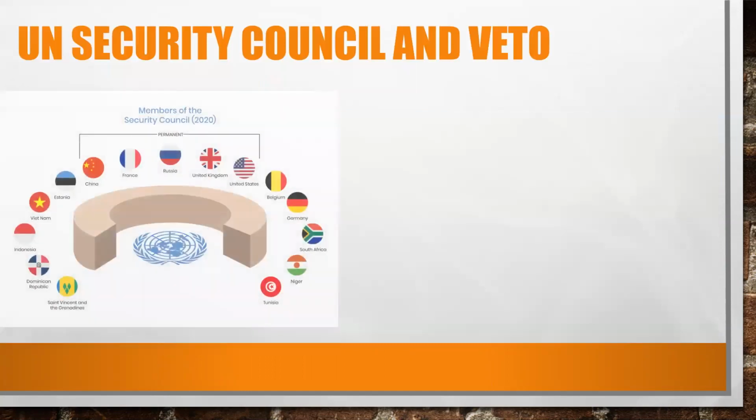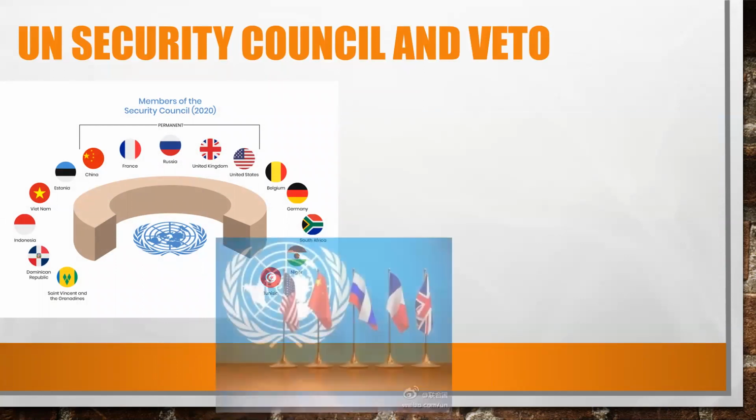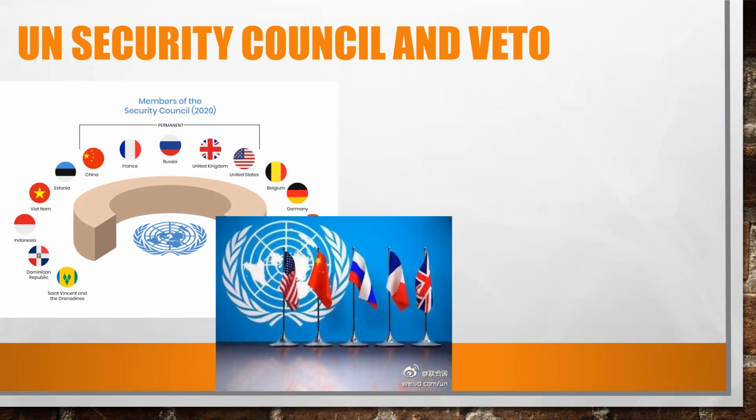The Security Council consists of 15 members, of which 5 are permanent, which are China, France, Russia, UK, and the United States of America. These are the great powers, the victors of World War II. If you remember from the nuclear weapons debate, these 5 countries are also part of NPT, the Non-Proliferation Treaty, which gives them the right to possess nuclear weapons.